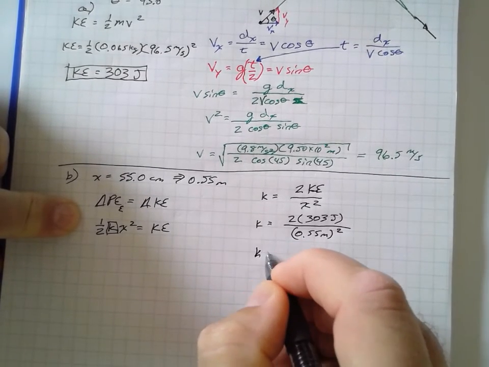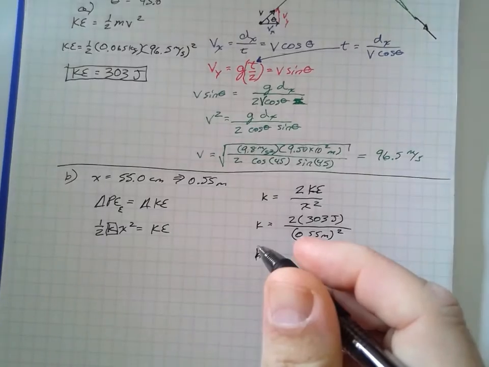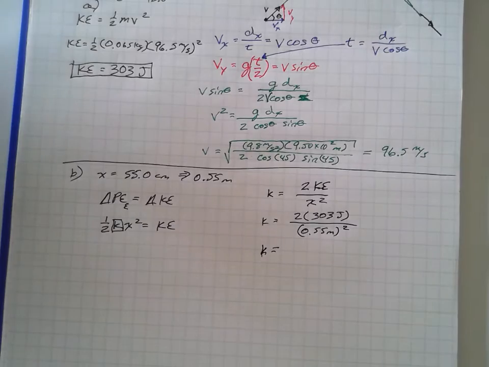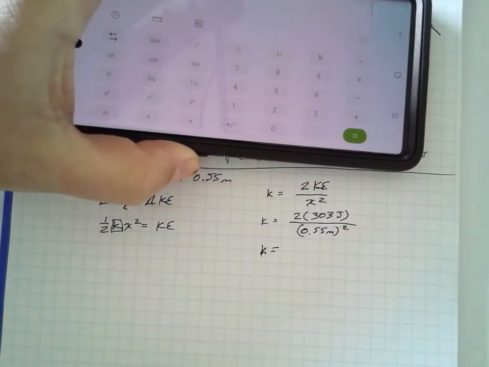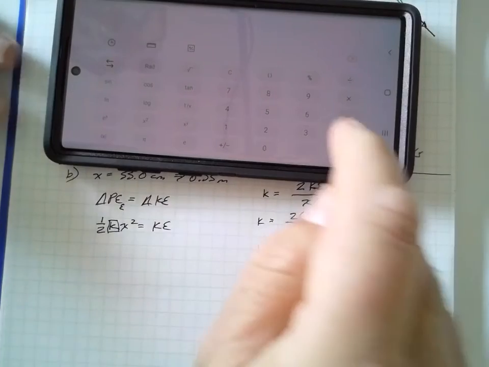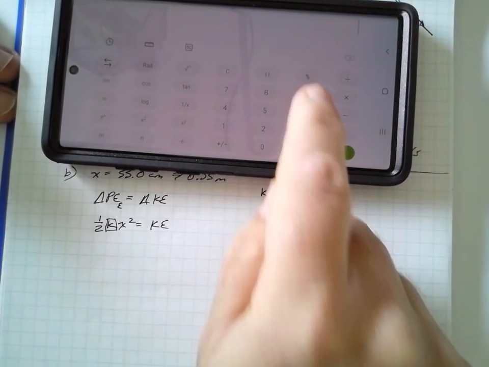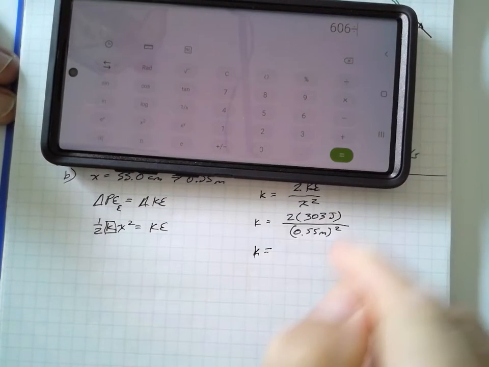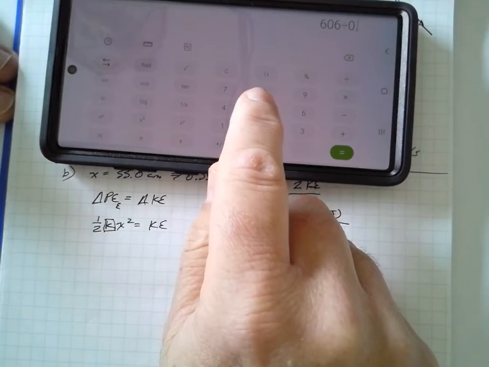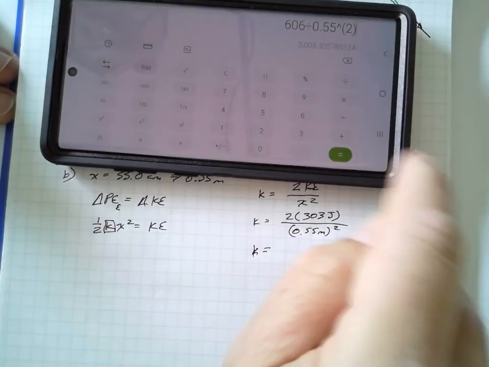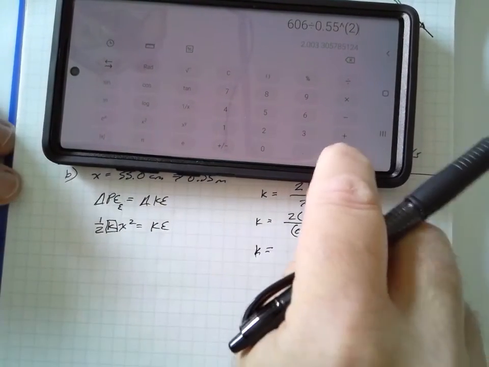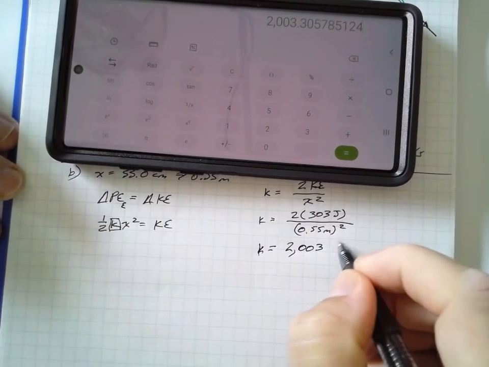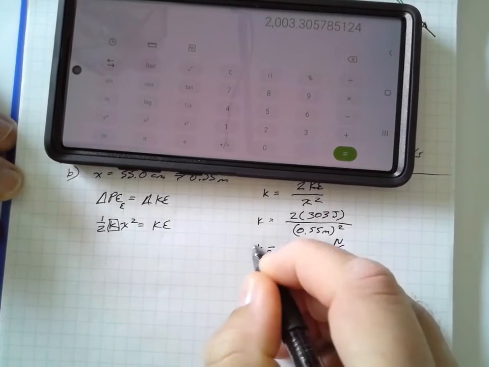So the constant here is going to be 606, and that's 2 times 303, so 606 divided by 0.55 quantity squared equals. Okay. And we get 2003. Now this is going to be newtons per meter. Like I said, we didn't really talk about it.